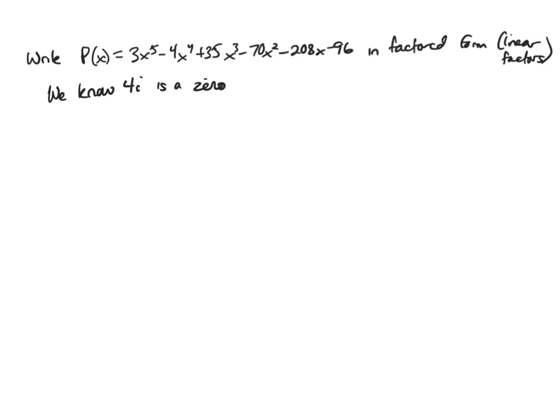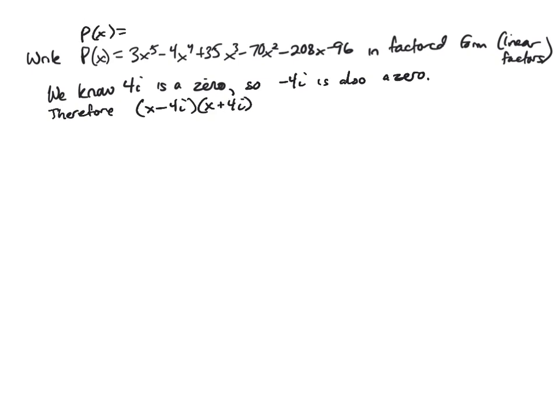to us, remember, we also can conclude that negative 4i is also a 0, which basically tells me that, therefore, we also know that x minus 4i and x plus 4i are factors. So basically, I'm going to come up here and say, I know that this is going to factor as x minus 4i times x plus 4i times some other things. I'm not sure what other things we're going to multiply by, but there will be some other things.